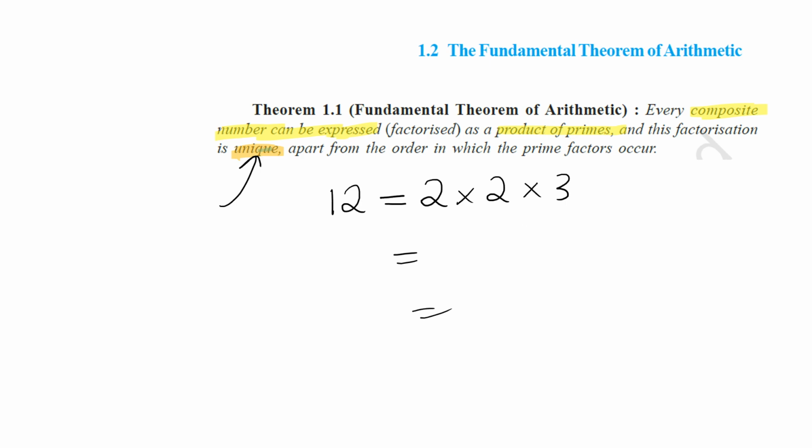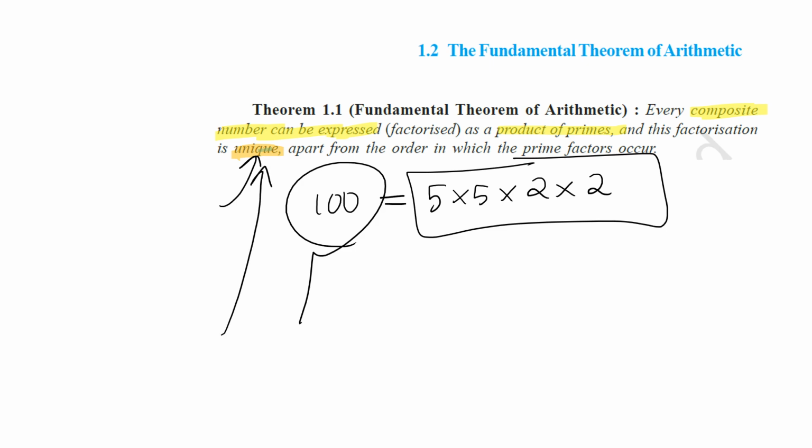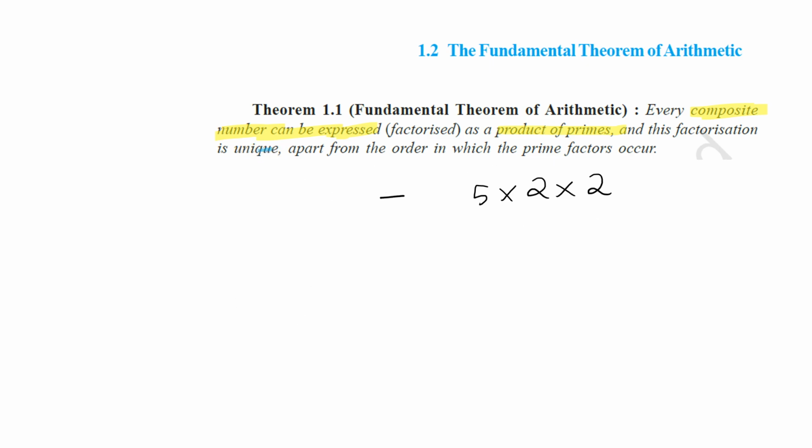We can take any composite number. For example, let's take 100. 100 is 25 times 4, which is 5 squared times 4, which is 5 into 5 into 2, right? So every composite number can be written as a product of primes, and this factorization is unique. Okay, so this is the first theorem, the fundamental theorem of arithmetic.